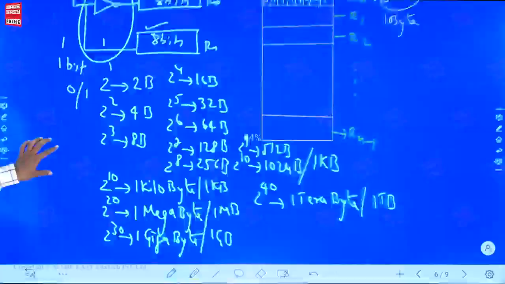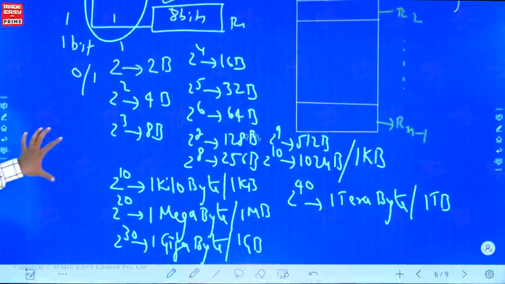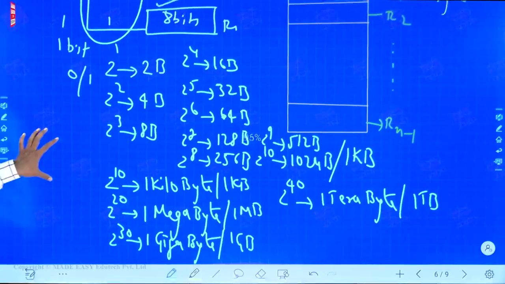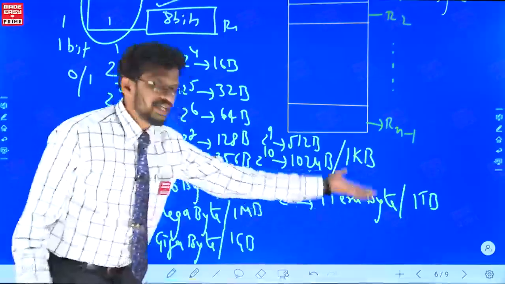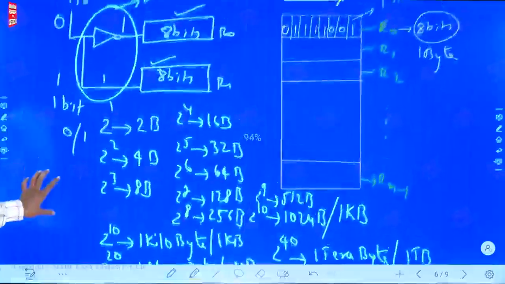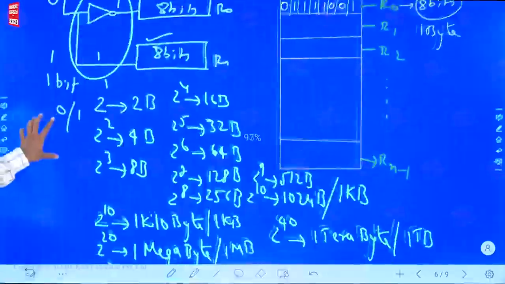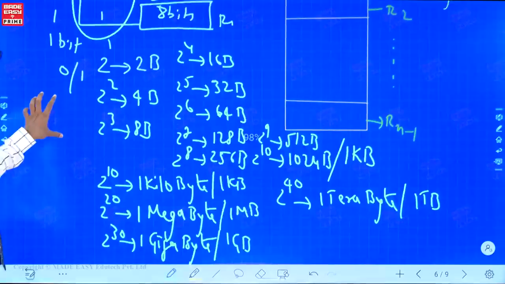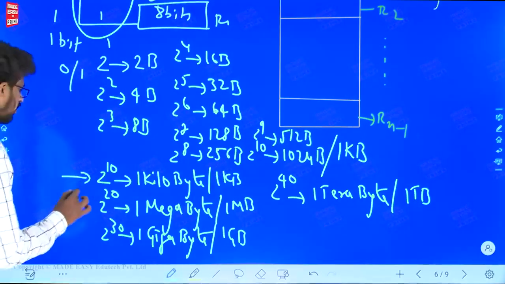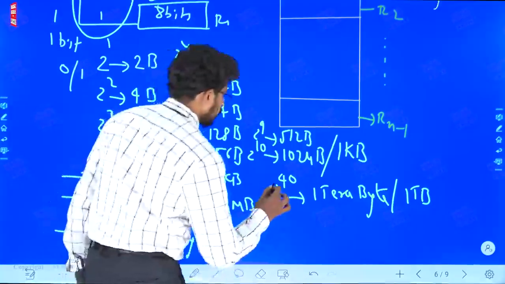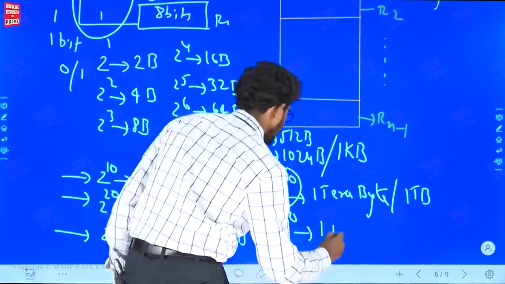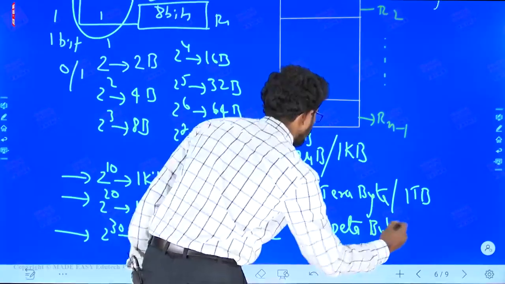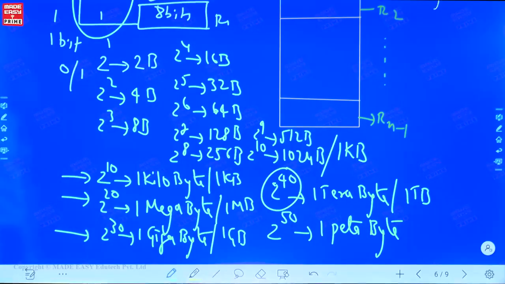You'll have some conversions given here. You'll be given some number of address lines, and you're asked to find out how much capacity is stored, or you'll be given memory and you have to find out the address lines. So this is the discussion of how we have gone for the memory. With this notation, you'll have some problems, so you should know what 2 power 10, 2 power 20, 2 power 30, and 2 power 40 are. If it is 2 power 50, we call it petabyte. It's not required. 1 petabyte. Understood.